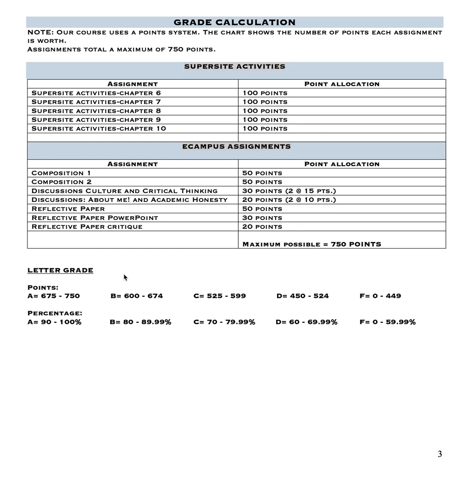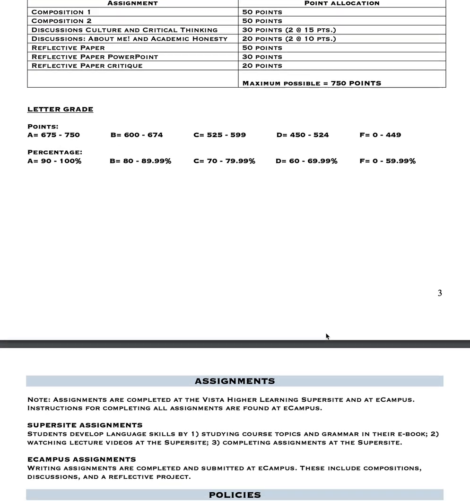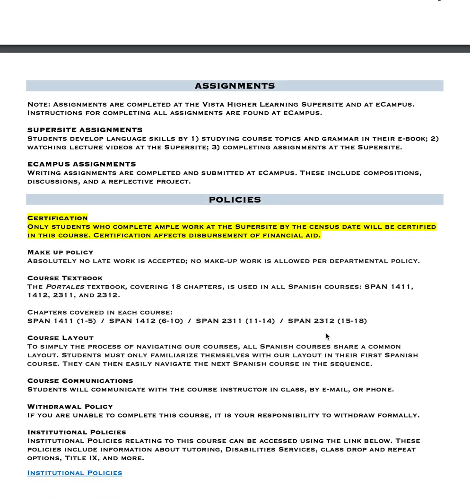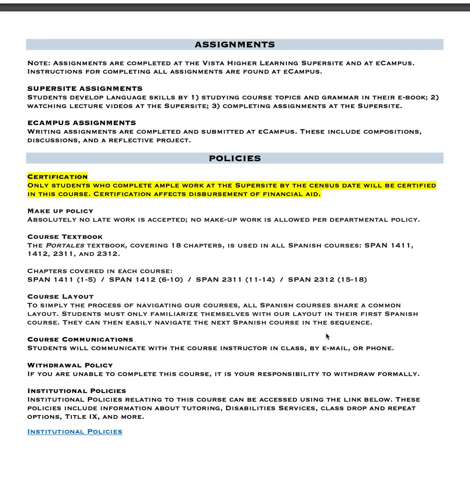So if you get 675 points all the way to 750, you will get an A in the class. If you get 600 to 674, you will get a B, and so forth. And these are the percentages for the grades. The assignments, again, are on eCampus and on the Supersite.